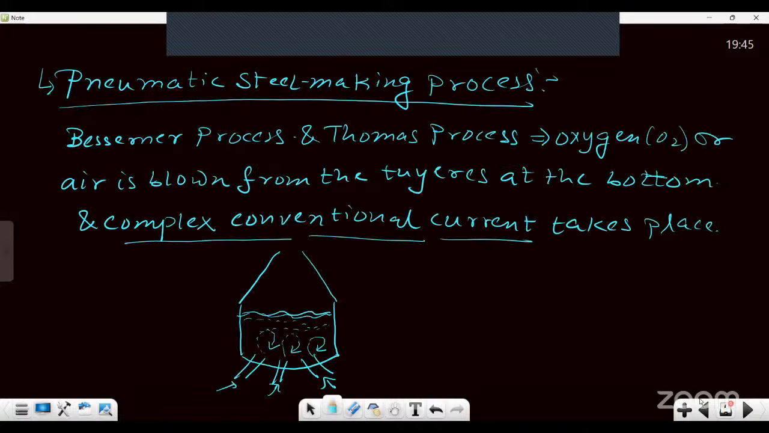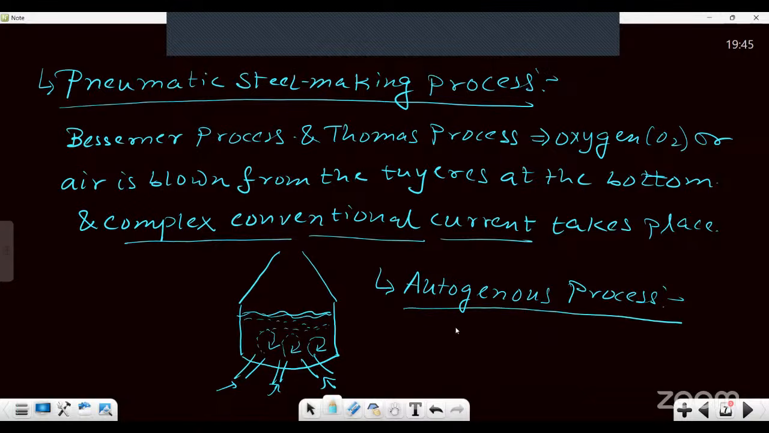When I talk about the Bessemer process or the Thomas process, these are all autogenous processes. What does autogenous process mean? This is a very important concept. Autogenous means that you do not require any external fuel to keep this process going. This process will go by itself.